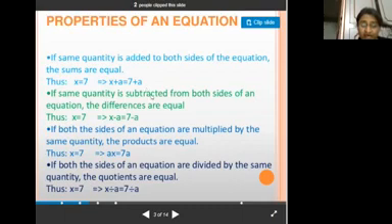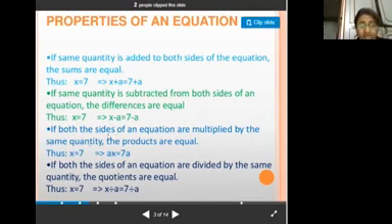If the same quantity is subtracted from both sides of an equation, the differences are equal. x is equal to 7. If a is subtracted on both the sides, then it becomes again equal to each other.